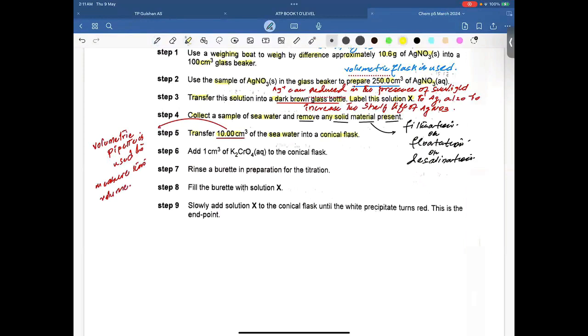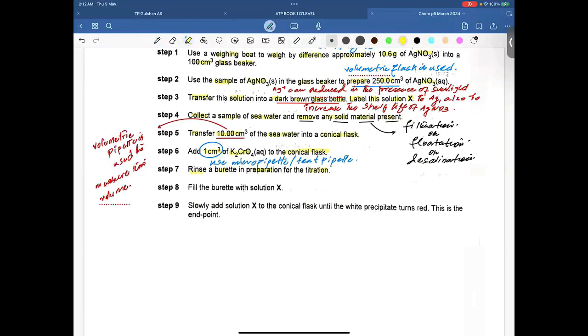Add 1 cm cube of potassium chromate to the conical flask. And now the problem is this is the indicator. How can I add this small amount of indicator into the conical flask? And obviously, I'll go for the micropipette. Use a micropipette, also called a teat pipette, to measure this volume. Rinse a burette in preparation for this titration.